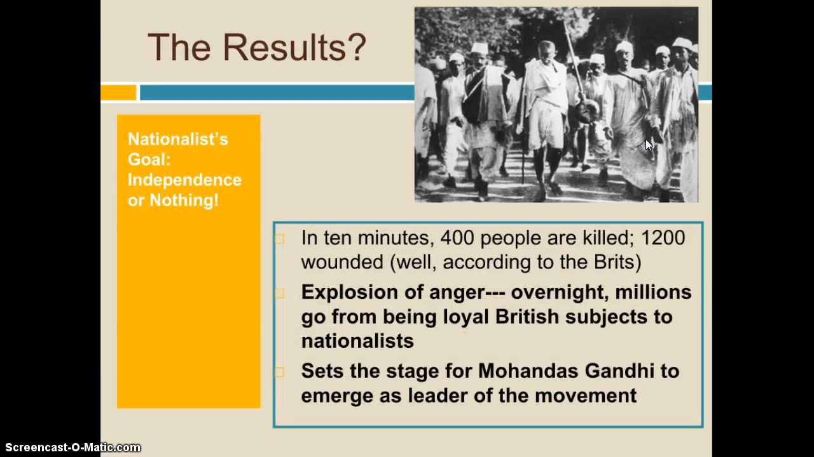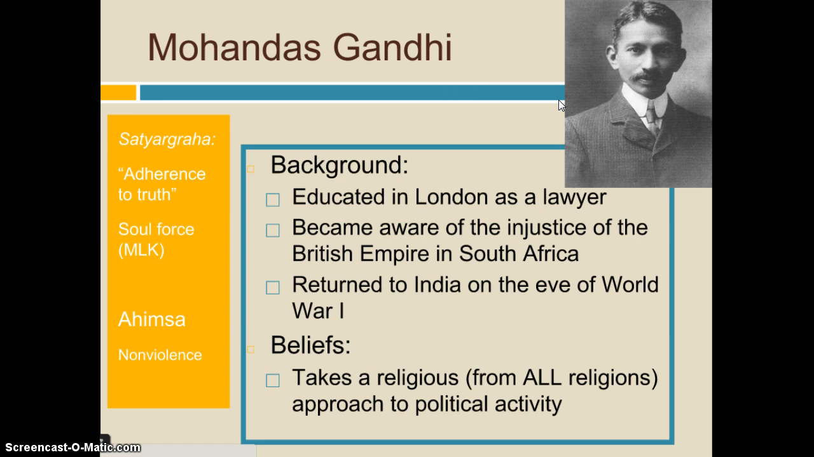So what are the results? Well, now it's no longer like, oh, we want self-rule, we want independence, get out, Great Britain. So 400 people are killed, 1,200 are wounded. Even some British people are a little shocked about what occurred here. And so all of a sudden, overnight, millions of Indians go from loyal subjects to nationalists. And this is where Gandhi then can emerge as a leader of this movement.